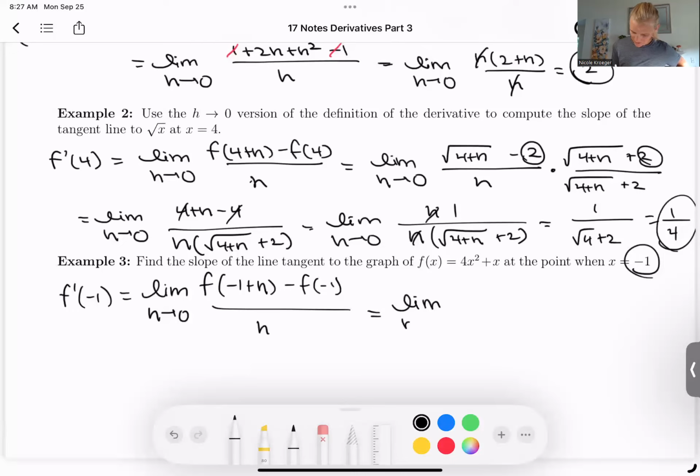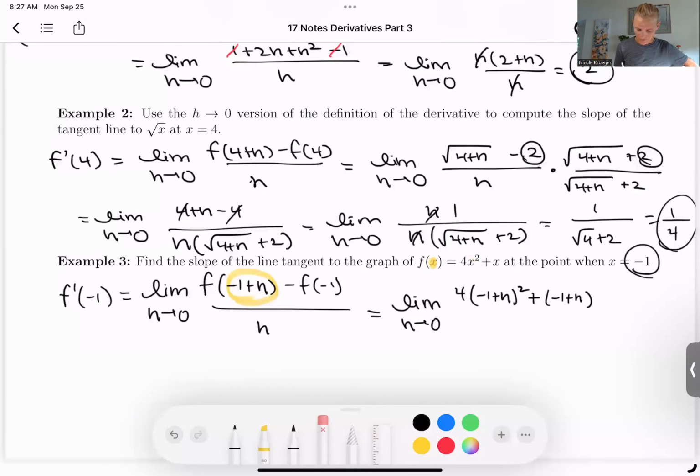So limit as h approaches 0. f of -1 plus h means that everywhere I see an x, I have to replace the x with -1 plus h. So I'm going to have 4 times -1 plus h quantity squared. I'm replacing that x. And then I have this x as well to replace with a -1 plus h. Okay, if you're struggling with that part, computing the f of a plus h, you should ask me, because if you can't do that part, you're going to be stuck for the rest of the problem. So just ask me about that.